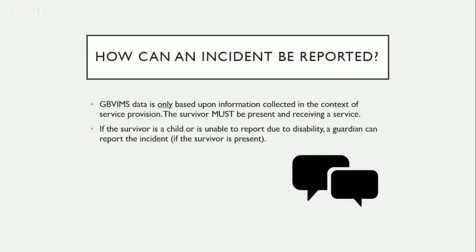So how can an incident be reported? GBVIMS data is only based upon information collected in the context of service provision, so the survivor must be present when receiving a service. If the survivor is a child or is unable to report due to a disability, a guardian can report the incident if the survivor is present. The key component here is that the survivor must be present to receive services, so we can't collect third-party reports as part of the GBVIMS.